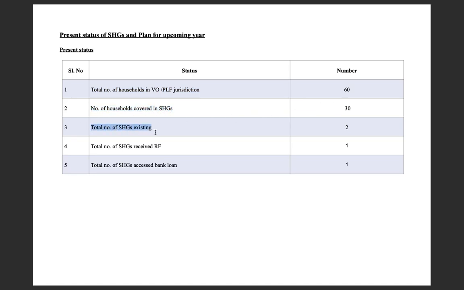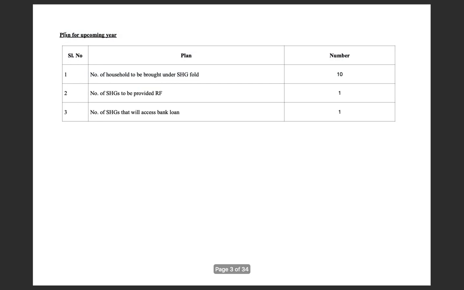Total number of SHGs existing, there are 2 SHGs. Total number of SHGs who have received RF, 1. And total number of SHGs who have accessed bank loan is 1. The plan for upcoming year will have the number of households to be brought under SHG fold. So the VO plans to bring 10 households under SHG fold. Number of SHGs to be provided RF, 1. And the number of SHGs that will access bank loan, 1.